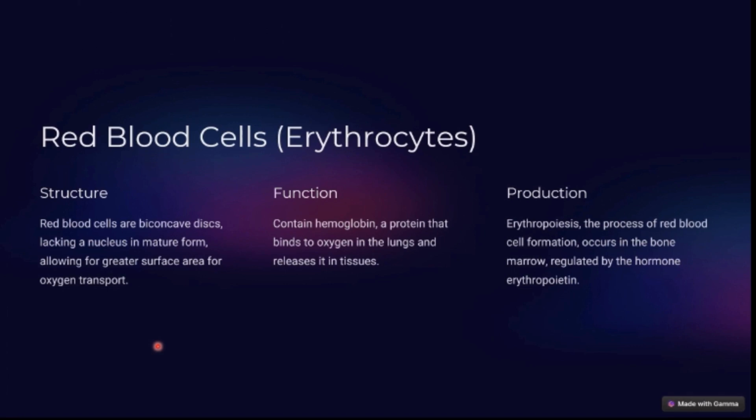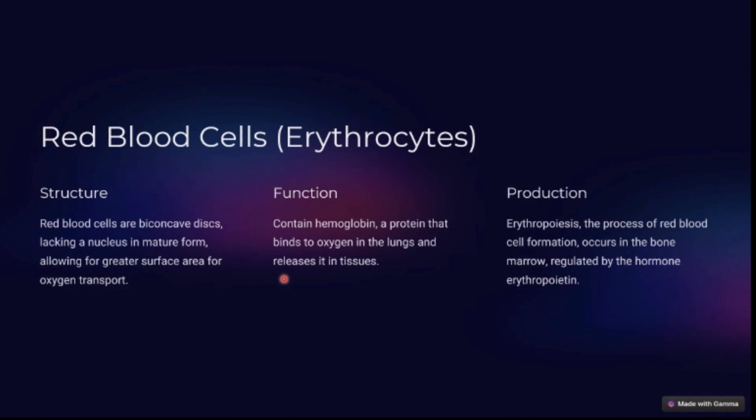RBCs have a lifespan of approximately 120 days, after which they get destroyed in the spleen and liver, okay, with their components recycled. So RBCs have a lifespan of 120 days and they get destroyed in the spleen and liver. What is its function? First, oxygen transport. Hemoglobin binds oxygen in the lungs and carries it to the tissue where oxygen is released.